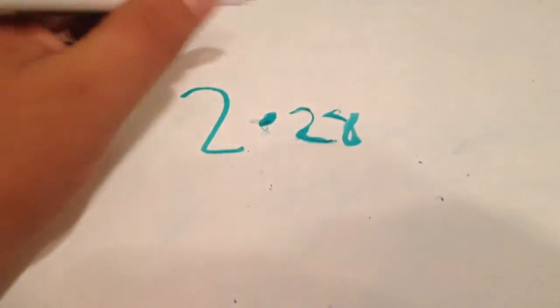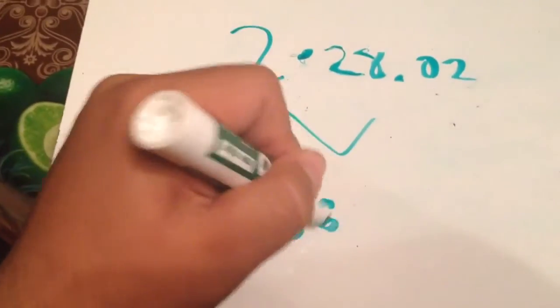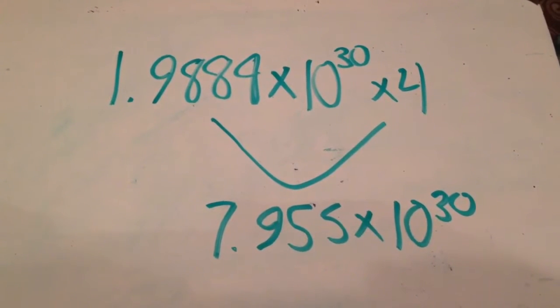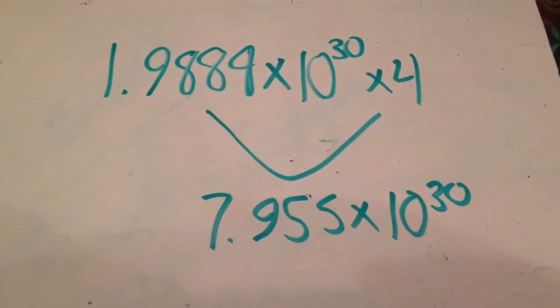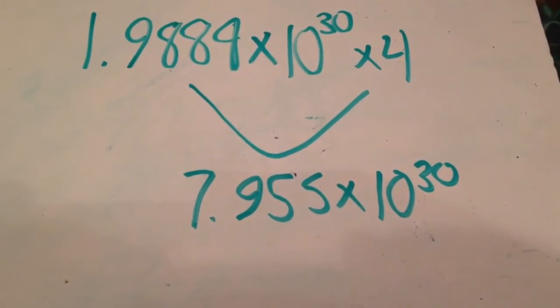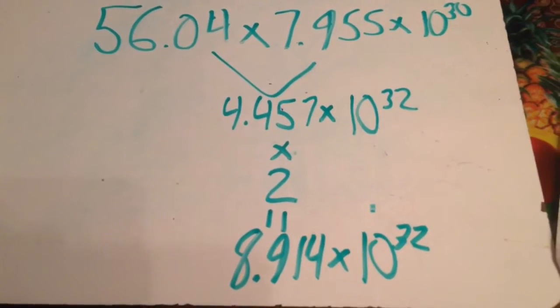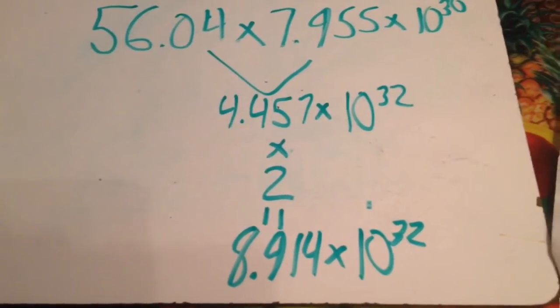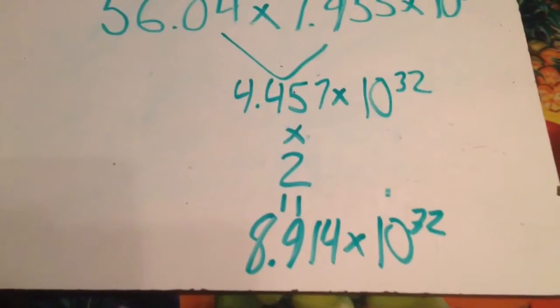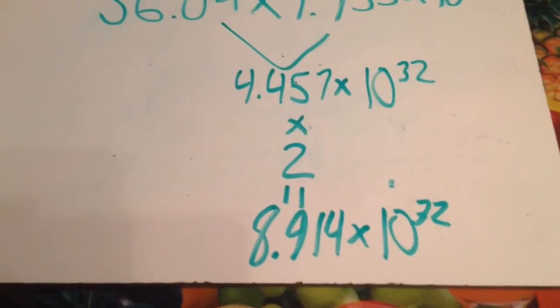2 times 28.02 equals roughly about 56.04. And 1.989 times 10 to the 30th power times 4 equals about 7.955 times 10 to the 30th power. Times all we have together, and we have 4.457 times 10 to the 32nd power. Times that by 2, and we get 8.914 times 10 to the 32nd power.